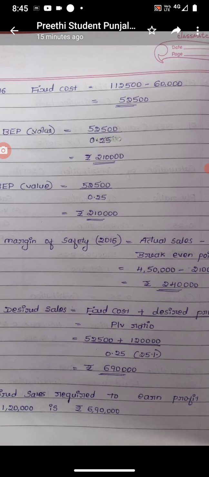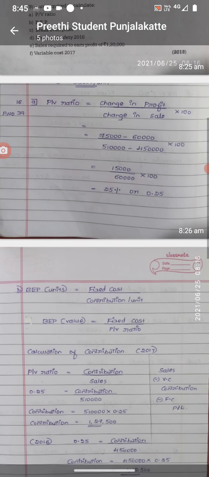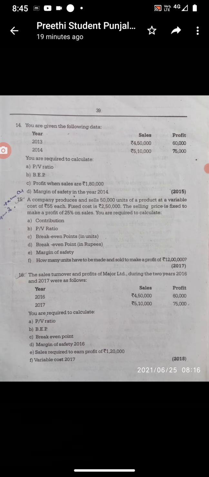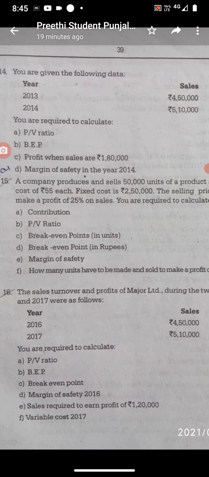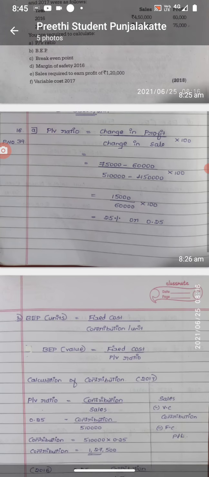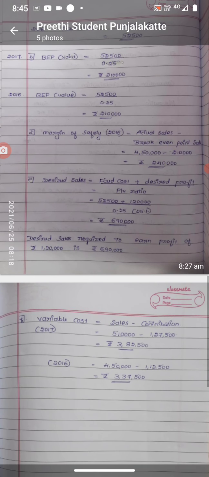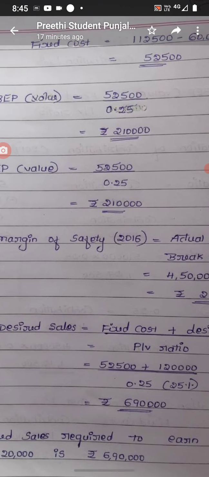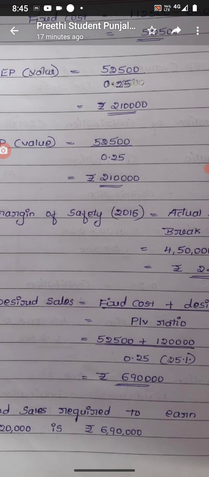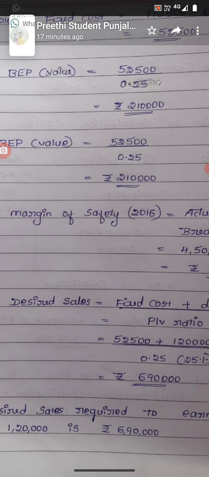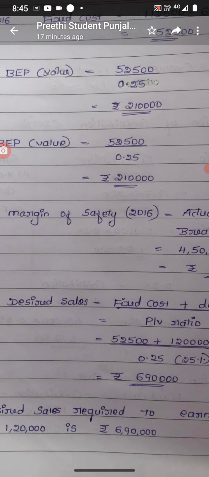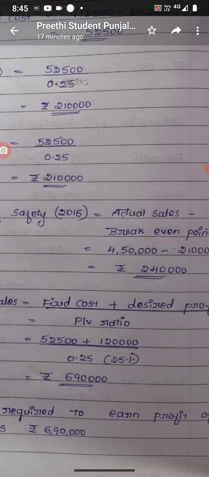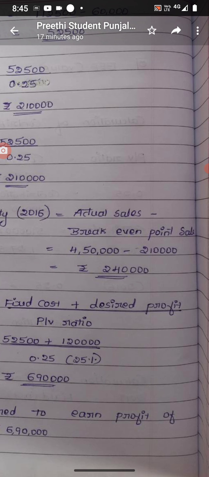Now they have asked the question, sales required to earn a profit of 1,20,000. So the other day we have calculated. They want a profit of 1,20,000. So what is the sales they have to do? The formula is desired sales is equal to fixed cost plus desired profit divided by PV ratio.